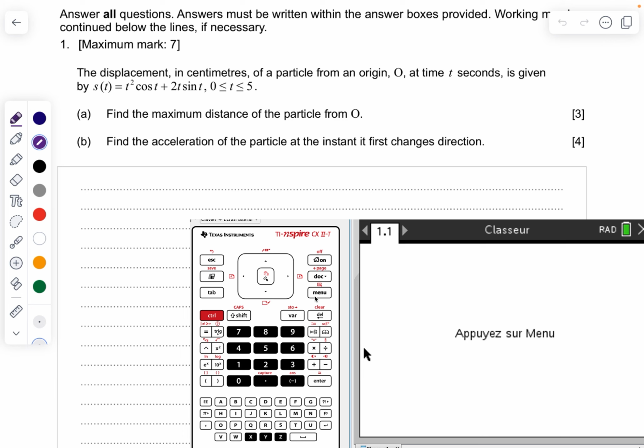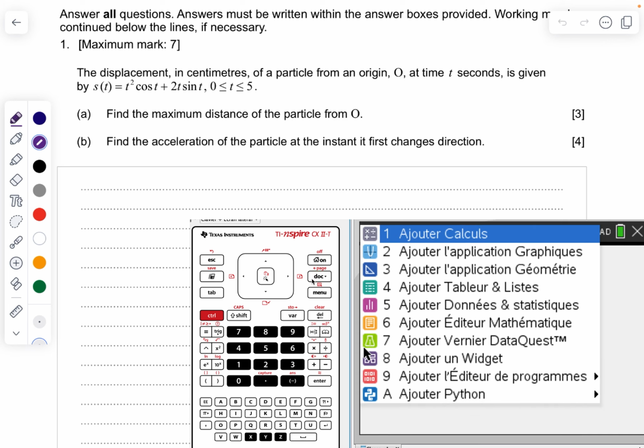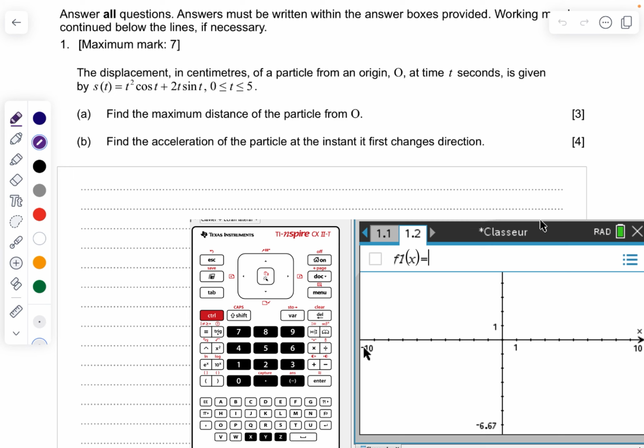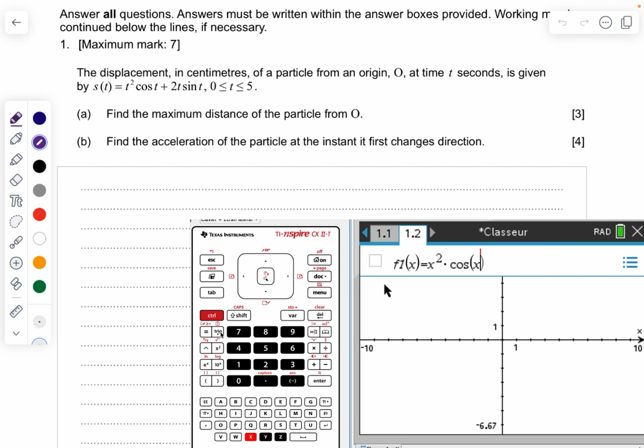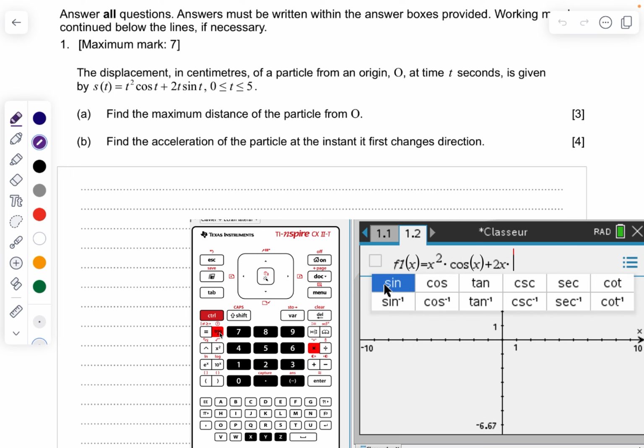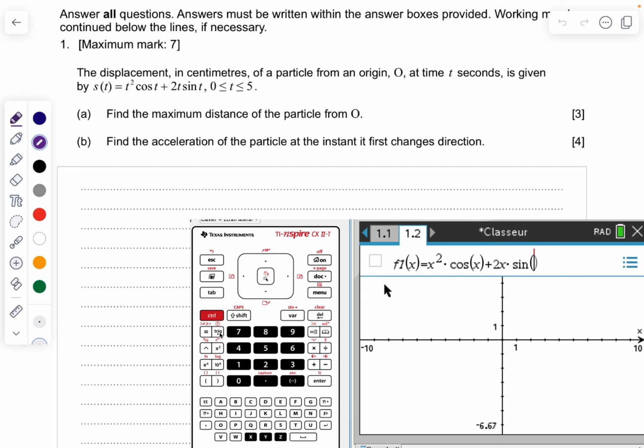A new graphs page, Control-add page, graphs. Number 2, make sure in radians because this is a trig question. And we'll do x squared multiplied by, always put a multiplication after a letter before trig or brackets, cosine x, plus 2x multiplied by sine x.